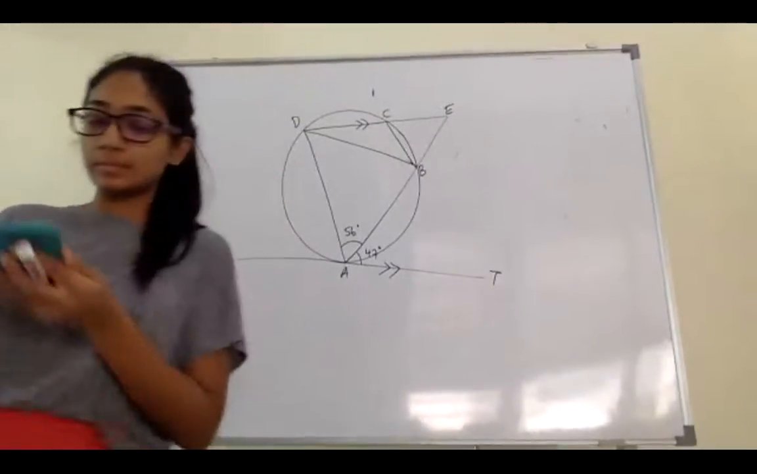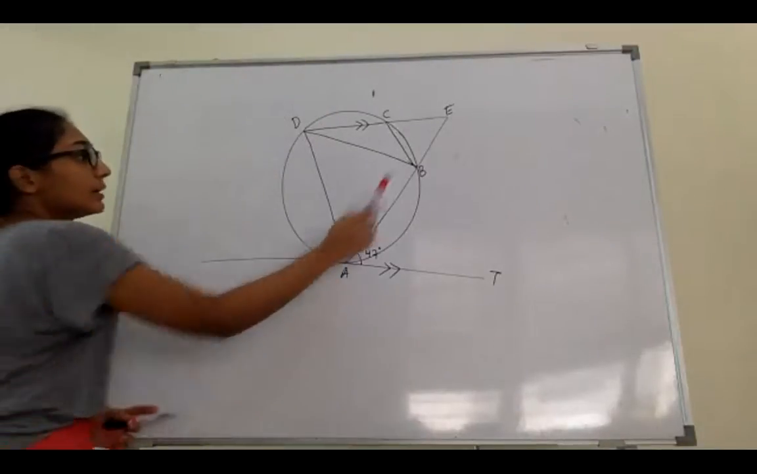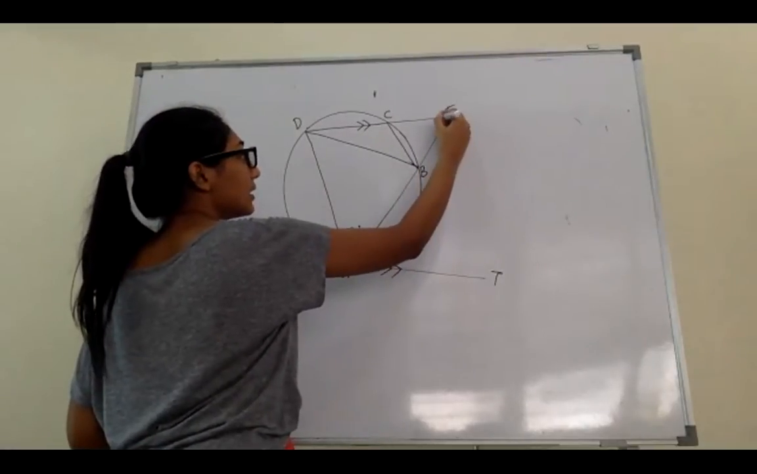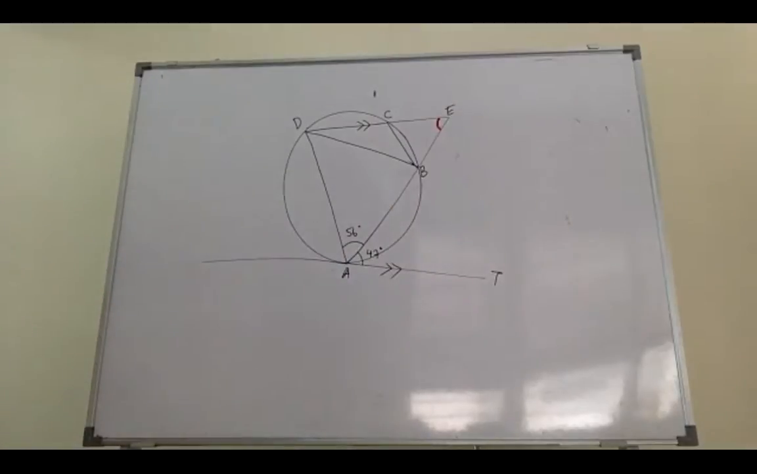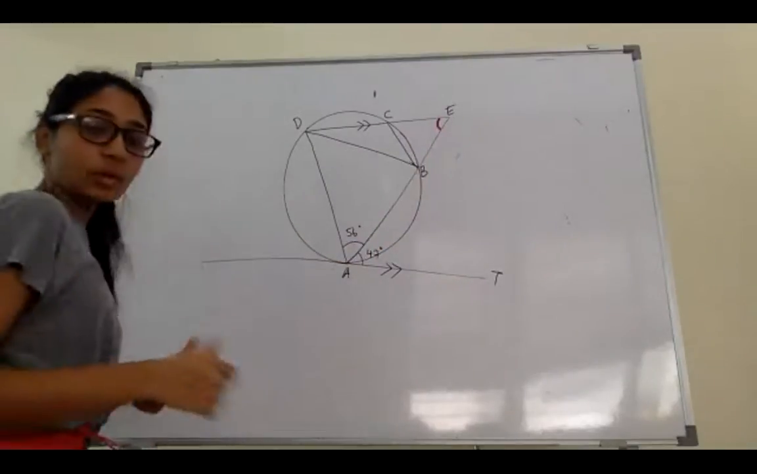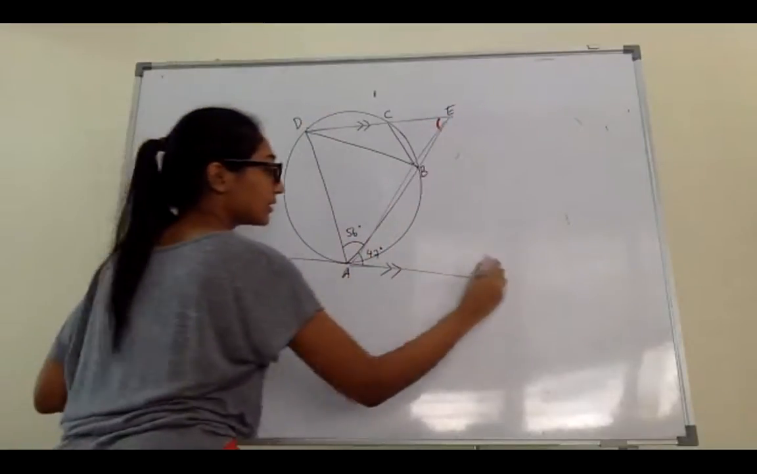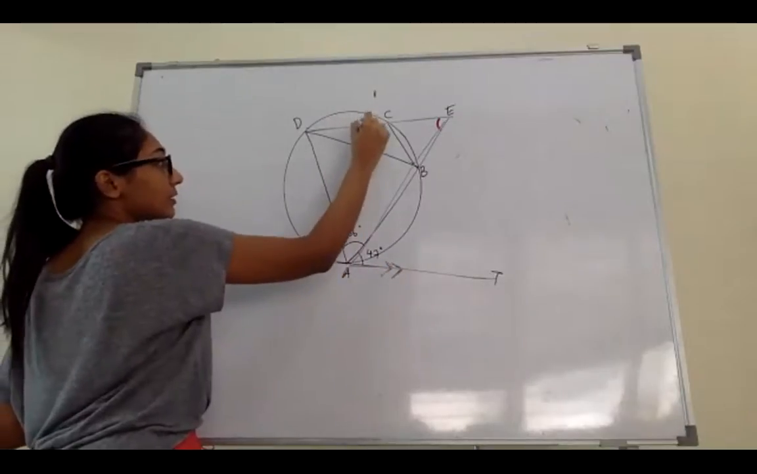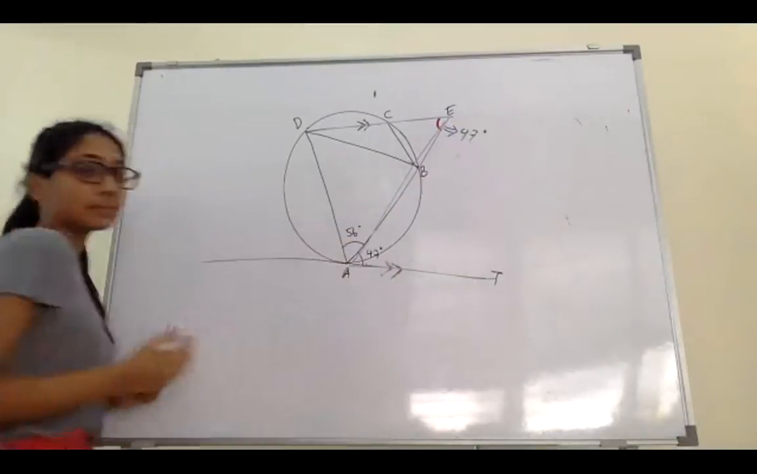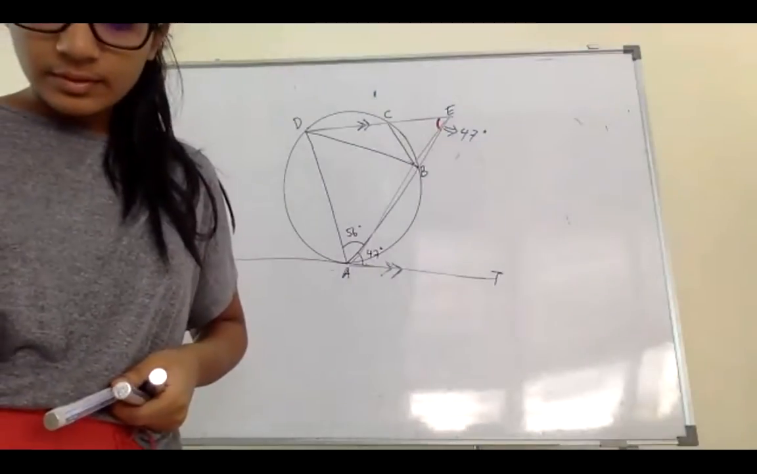So the question says, find the size of angle AED. AED means this one here. So now we know that this is parallel, I mean, this is parallel lines. This is alternate angle. So because this one is 47, this will also be 47. Okay, can you understand? That is just basic.